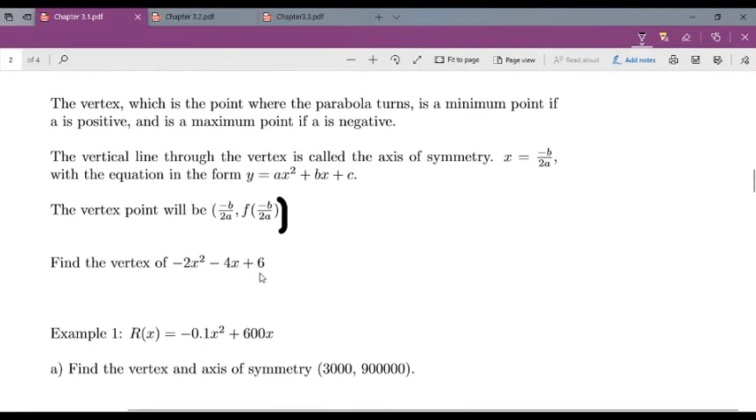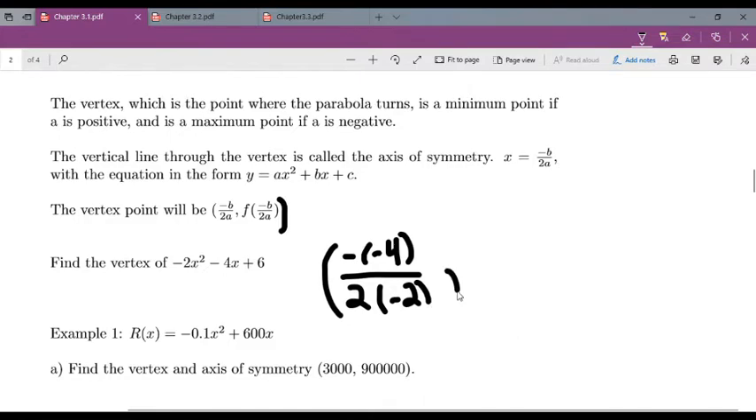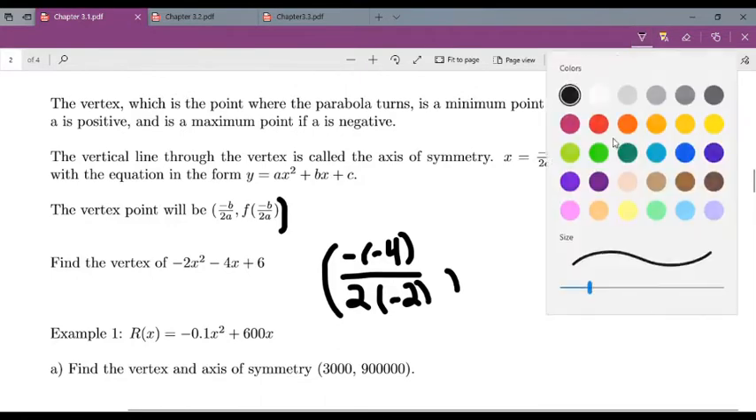Okay, so if I wanted to find the vertex of this formula, all I would have to do is start with my parentheses. My b here is -4, so it'll go -4, okay, over 2 times -2. Okay, that would be your x point. Your y point would be f of -b over 2a. Now the easiest thing to do is go ahead and simplify this so we don't have to plug this big massive thing into this equation for this part.